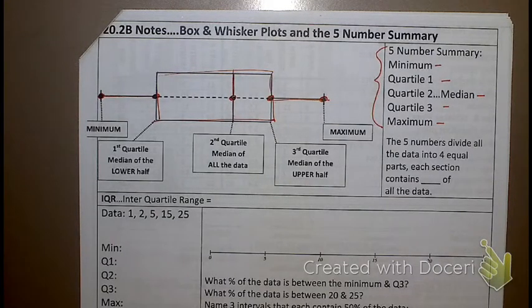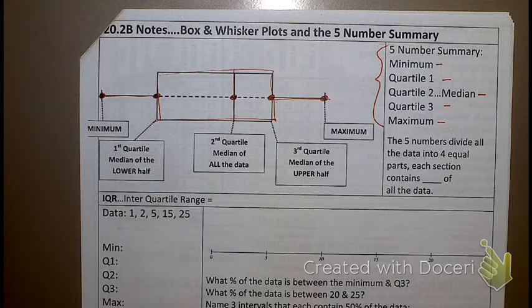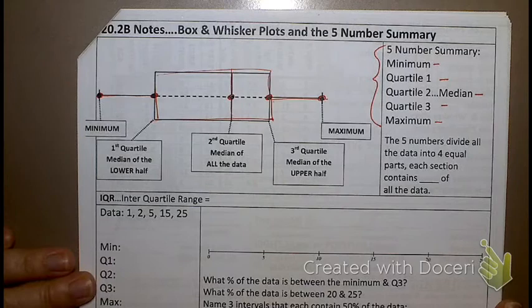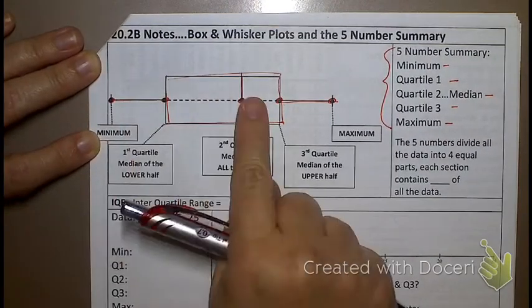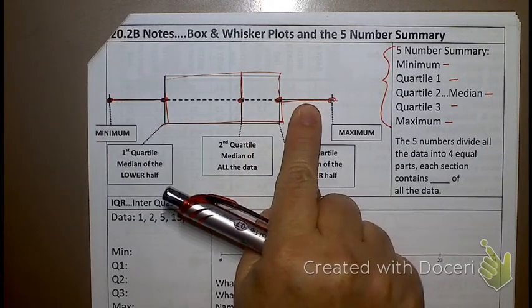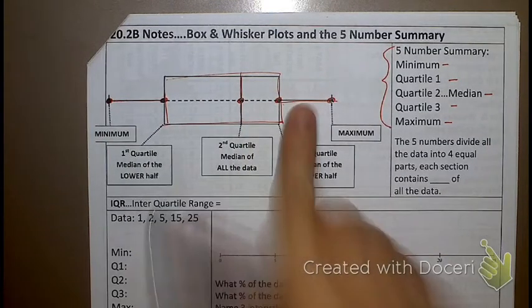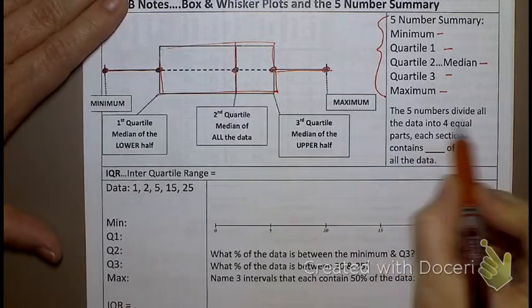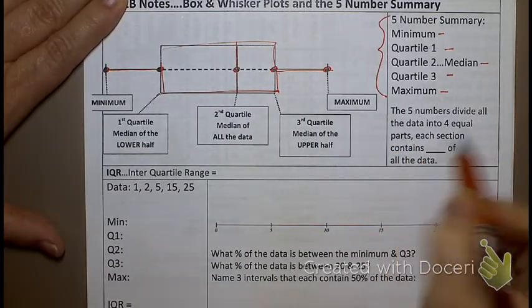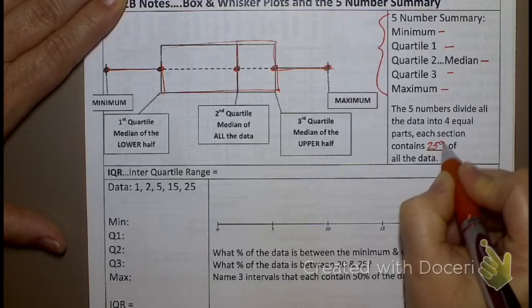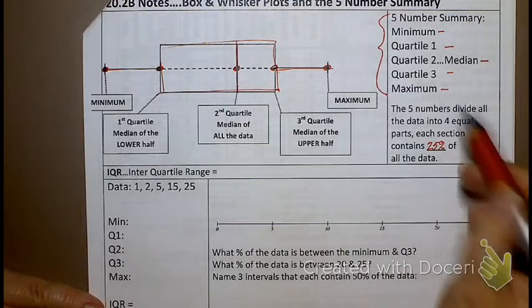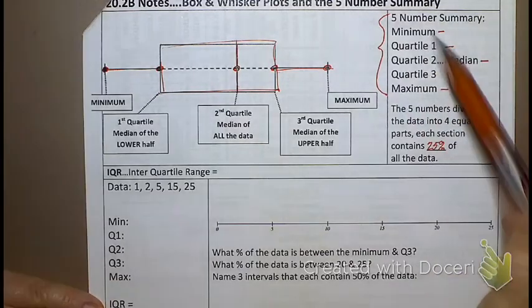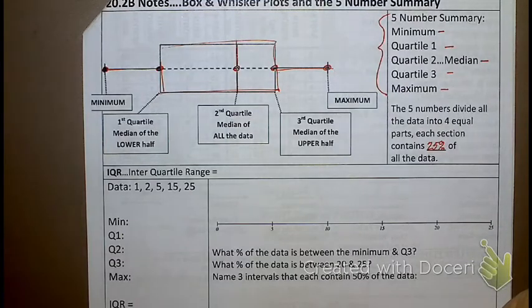Make sense? What do you think of when you hear the word quartile? Quarter. What do you think of when you hear the word quarter? 4. So we have 1, 2, 3, 4 sections of our graph or of our plot. Okay? The 5 numbers divide all the data into 4 equal parts. Each contains 25% of the data. Okay? And I'm going to show you how to come up with those pretty easily. Hopefully minimum, maximum, and median, you're decent on.